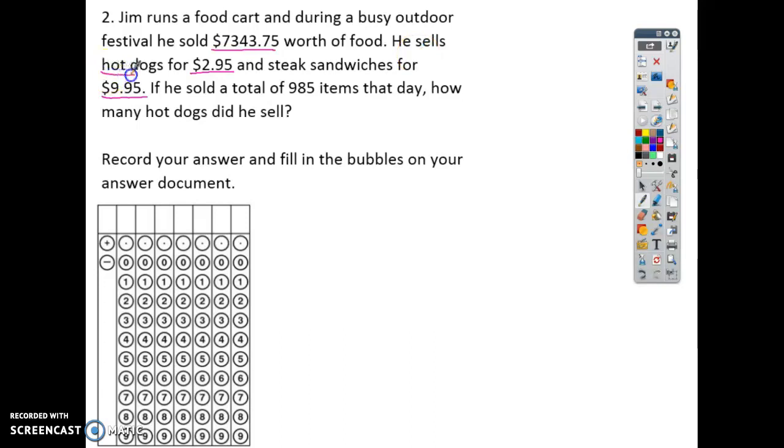He sells the hot dogs for $2.95, so I'm going to use H's for hot dogs. And I'm going to write it down right here, $2.95 each hot dog. So the H goes with the $2.95. If you keep reading, it says, and steak sandwiches for $9.95. So I'm going to use S's for steak sandwiches, and those go with the $9.95. So plus $9.95 for the steak sandwiches equals a total of, they made $7,343.75.